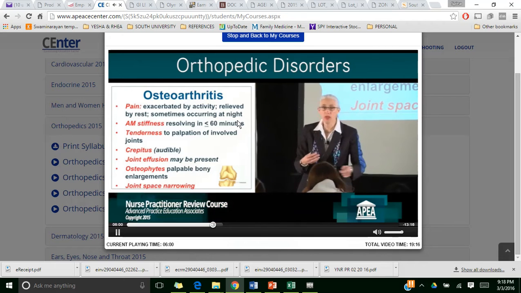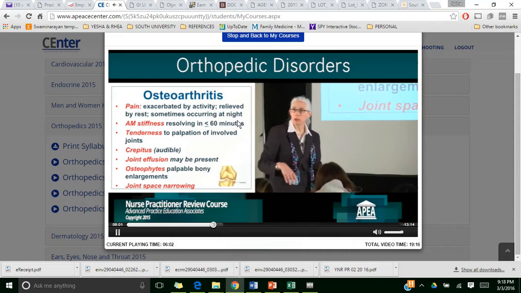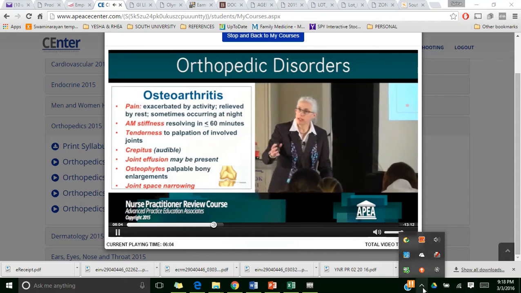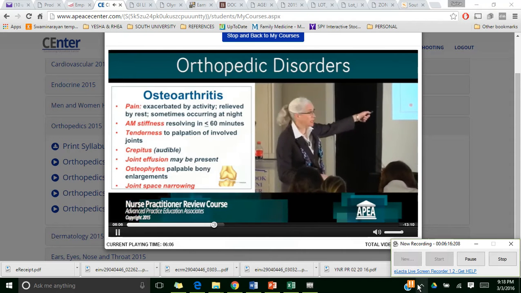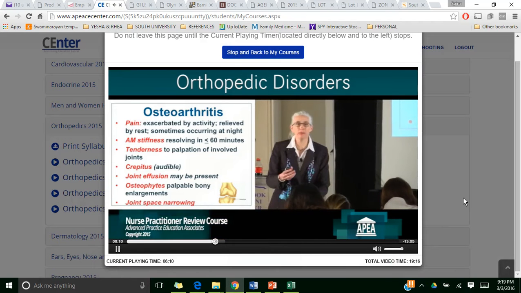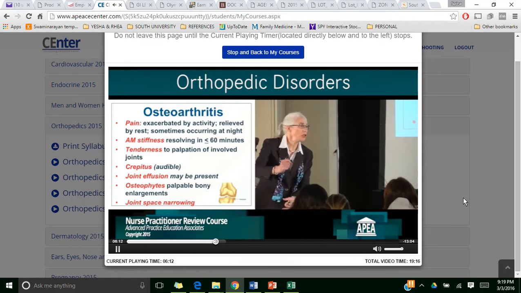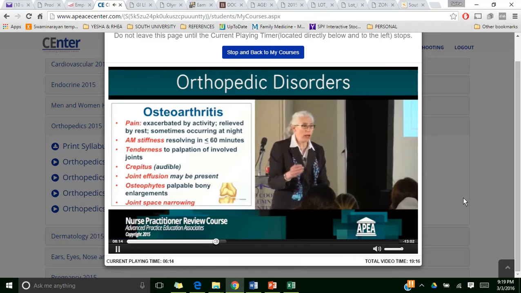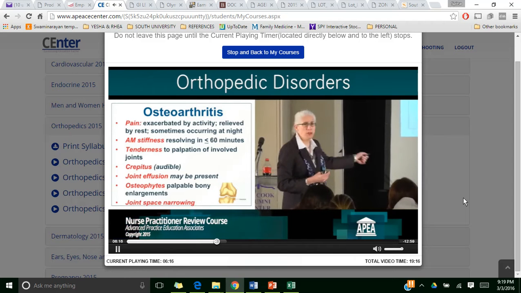What about tenderness? When you examine the joint, it's not unusual to find tenderness when you palpate it. When you move the joint through its normal range of motion, what do you hear? Crepitus, right? So crepitus is what you often hear. It's the popping of a joint, and that's the word we use to describe it.